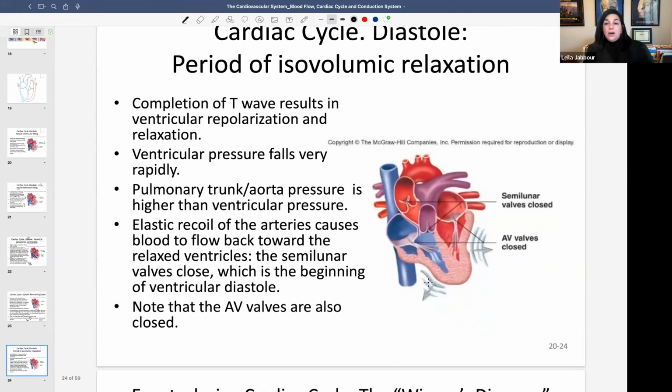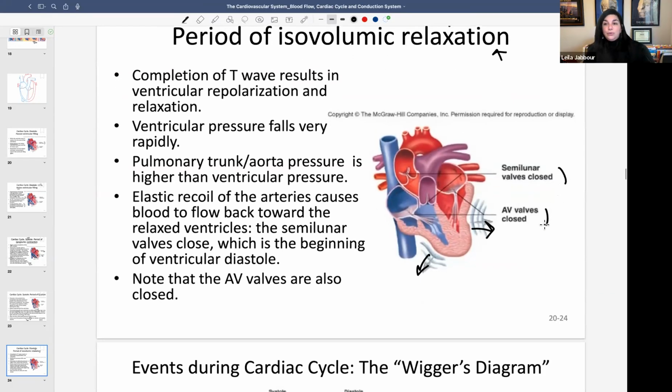So then when that's done, everybody relaxes. That's the period of isovolumic or isovolumetric relaxation, where all the valves are closed, but we're finally going into diastole for the ventricles. The atria were already in diastole. So that's why this is the time where there are no volume changes. There's no movement of blood at this point. It's just that we're going into diastole and all the valves are closed.